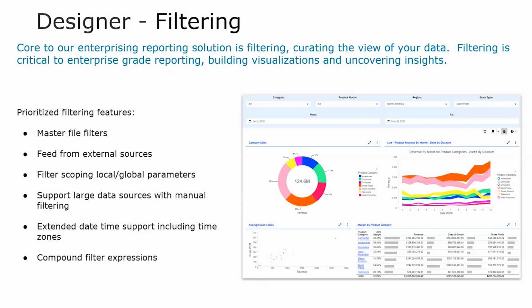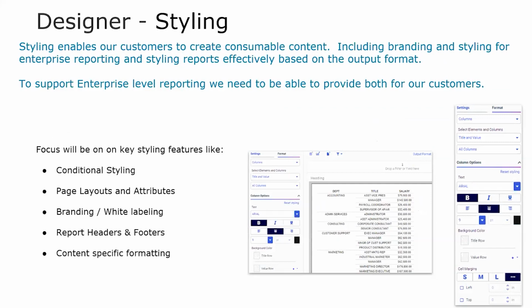We will have filter support for local and global parameters. We're going to support large data sources with manual filtering, so build your own, but then also have it be high performing. Have time-based controls, be context sensitive to the time zone you're in, so it's all relevant that way. And even have compound filter expressions, and you'll be able to dictate how to bring those together and what relationships and operations to join those filtered expressions together also, all to get that curated view of data.